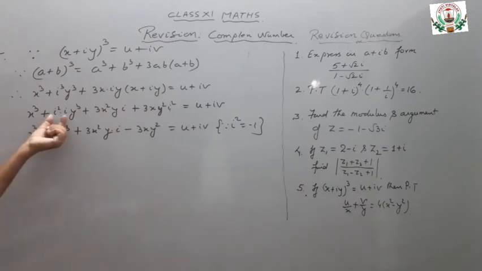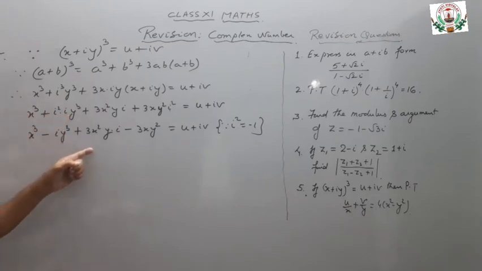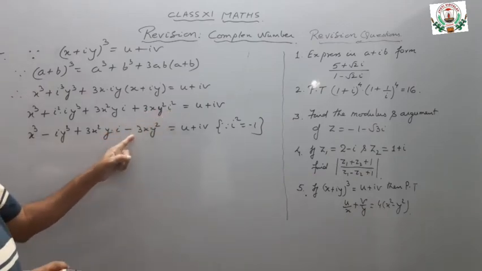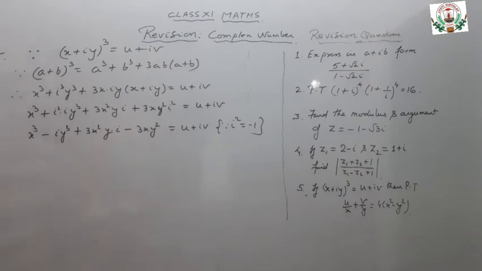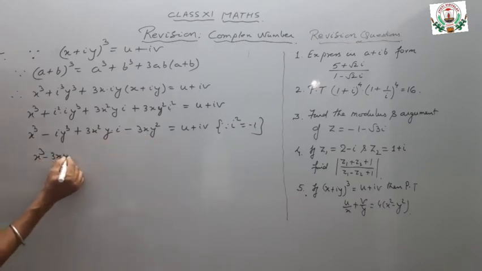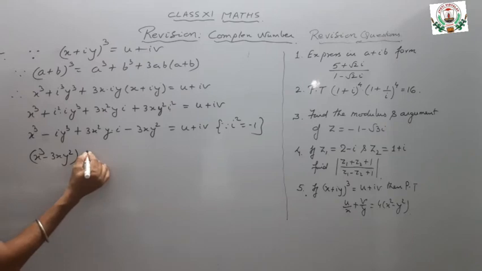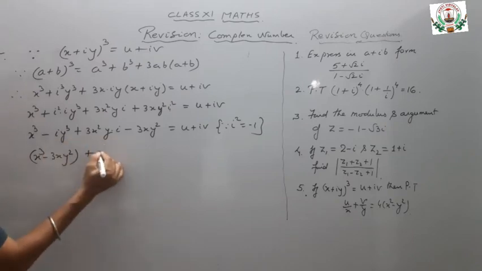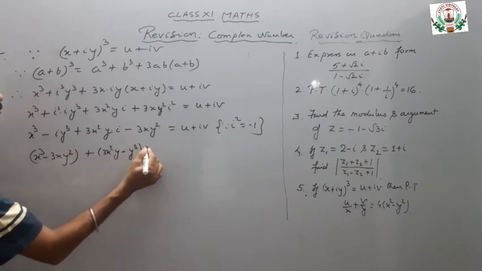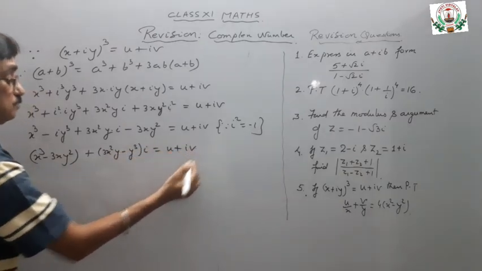Wherever we are getting the highest power of i, i cube can be written as i square into i, so i square is minus 1, so it will become minus i y cube. Here also 3x y square i square, so i square is minus 1, so it will become minus 3x y square. Now this x cube and 3x y square is a real part, and the imaginary part is 3x square y minus y cube equals to u plus iv.